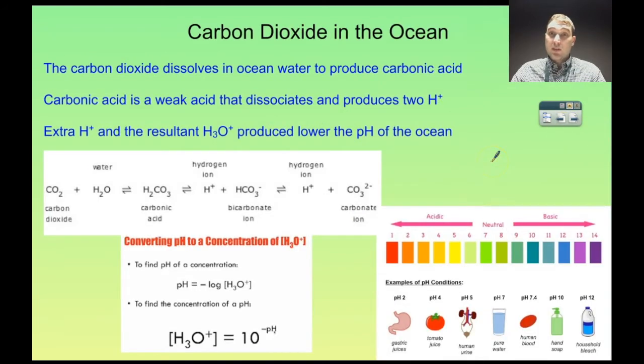So carbon dioxide dissolves in the ocean to produce an acid, carbonic acid. Carbonic acid is a reasonably weak acid, but in solution it dissociates and produces two hydrogen ions. Those hydrogen ions then react with water to produce hydronium ions, and hydronium ion concentration is related to pH. The higher the concentration of hydronium ions, the lower the pH. And we're going to have a look at the effect of pH shortly. What this means is that the ocean is becoming more acidic and the pH is lowering.